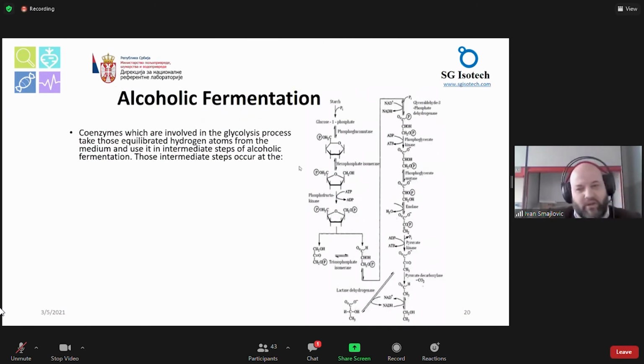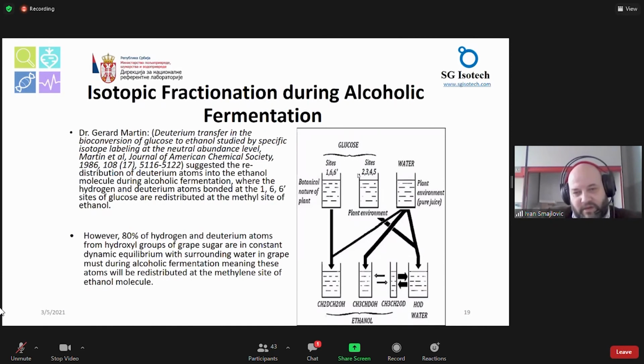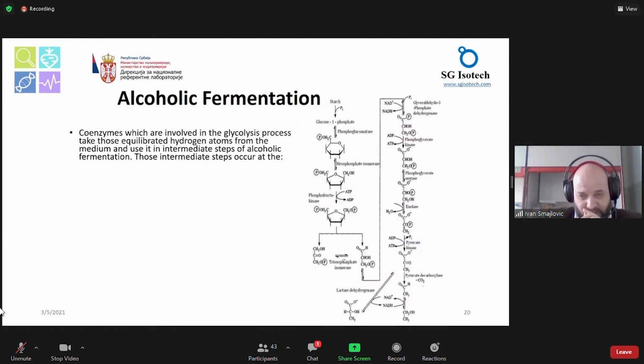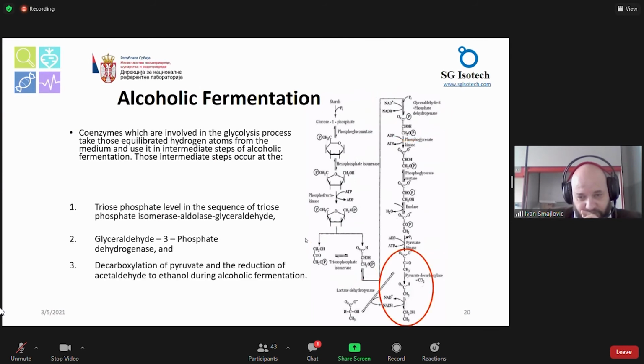So also for this hydrogen, which is hydrogen on the hydroxyl group and plant water, how it influenced the methylene site, we can see it in this mechanism. We have 3 steps in alcoholic fermentation, but the third one has the biggest influence. Why? Because glycolysis goes up to pyruvate. From this stage, it goes different ways. Alcoholic fermentation is only one of these different kinds of metabolism.